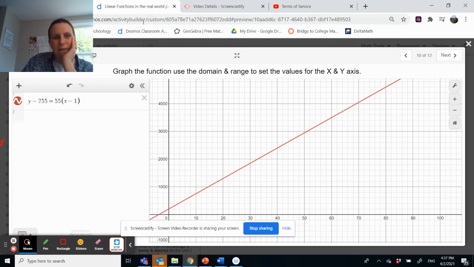Okay, so here's my graph, and I can use my graph to make predictions, and I can use it to answer the questions on the next page, or I can use the equation. So that's what we'll do on the next page.